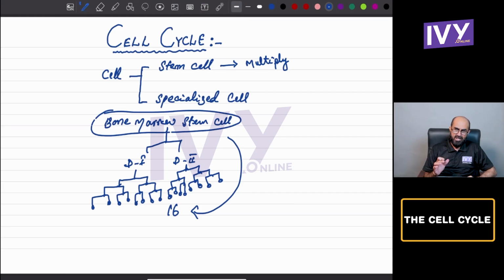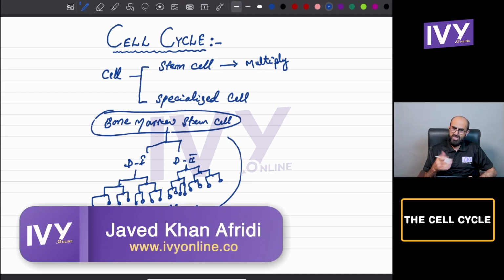So such cells are called stem cells, which produce the same and identical cells, and the cells are not differentiated from one another. They are just identical to one another. So stem cells have nothing else to do. They just have to increase the number of cells.